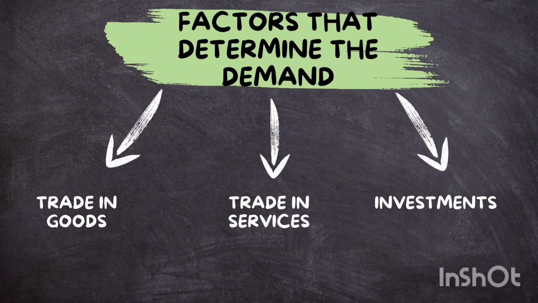The third and last component is investments. If Americans invest in India more than Indians invest in the US, then the demand for rupee will outstrip the dollar and the rupee will appreciate against the dollar.